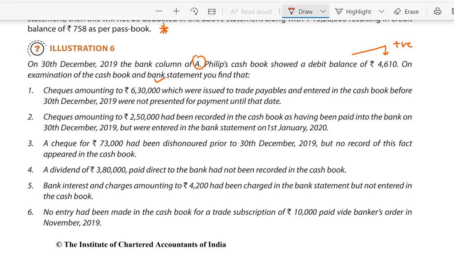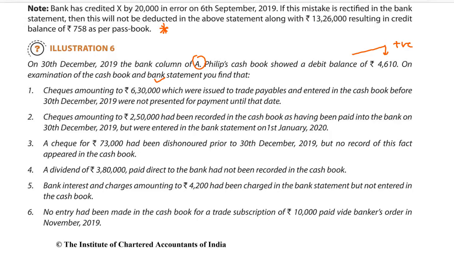Point number 2. Checks amounting to 2,50,000 have been recorded in the cash book as having been paid into the bank on this date, but were entered in the bank statement on 1st January. Okay, so adjustments need to be made. Third, a check of 73,000 has been dishonored prior to 30th December 2019, but no record of this fact appeared in the cash book. So we need to deduct because this is a dishonor.